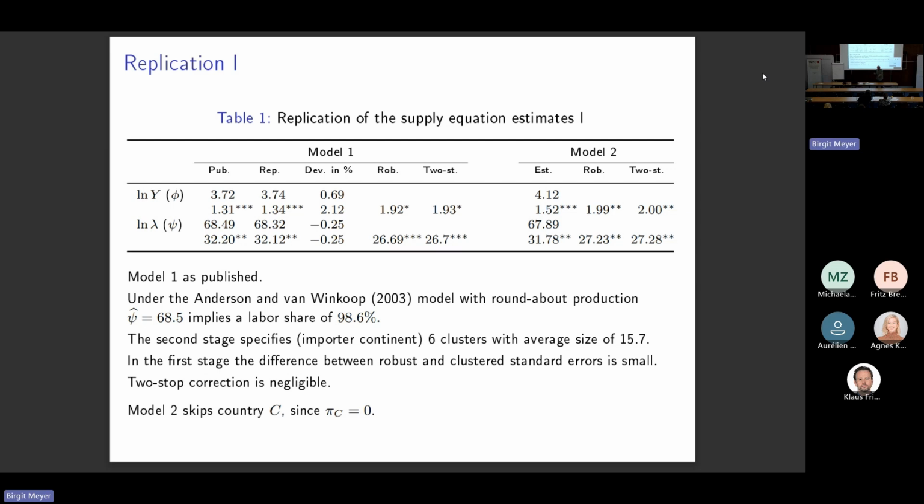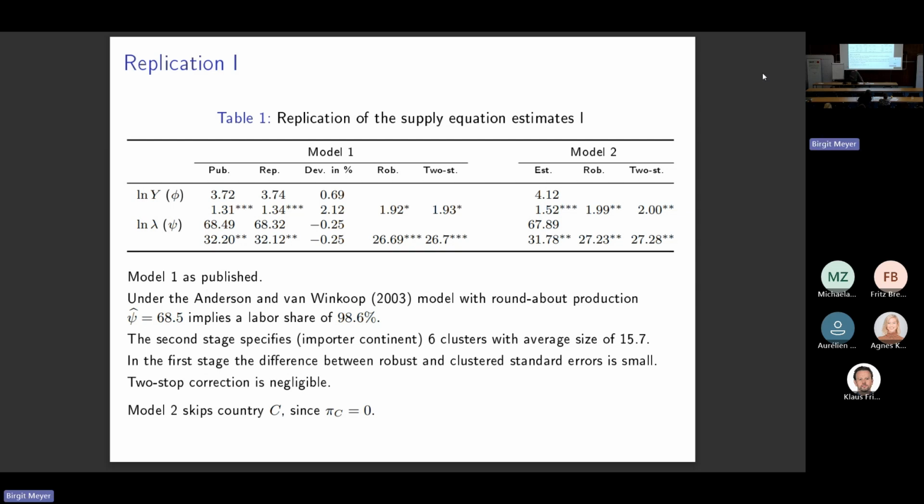So what I did is I left out the numeraire, and this is that one. And what you see is the demand equation, the elasticity is now bigger, and this is more or less the same. So it is not that much. And the one and two step is the same. Okay.